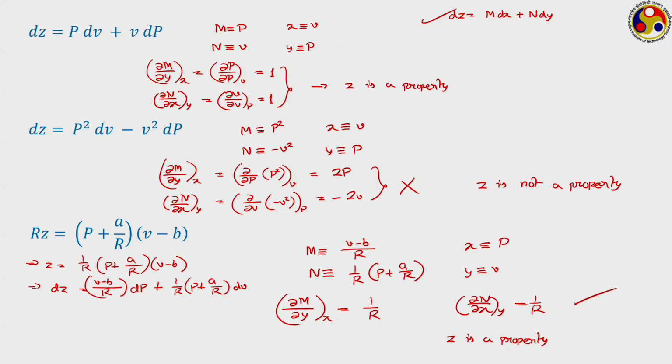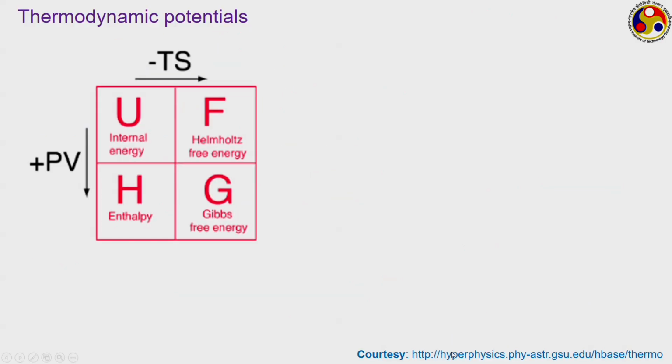This way we can identify any parameter. Once we know the relation of this z with x and y, then we can easily identify if it is a property or not. This particular formulation we are going to make use of in today's work. Next, I would like to introduce you the concept of thermodynamic potential.